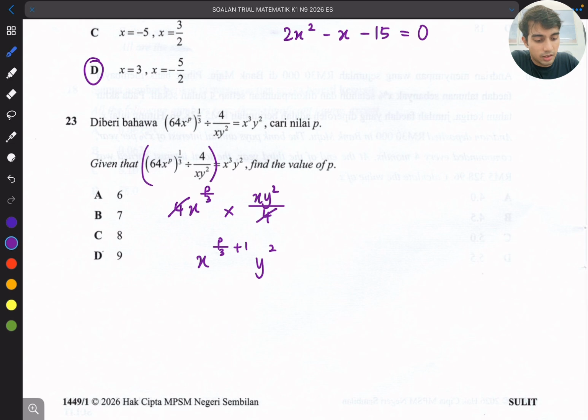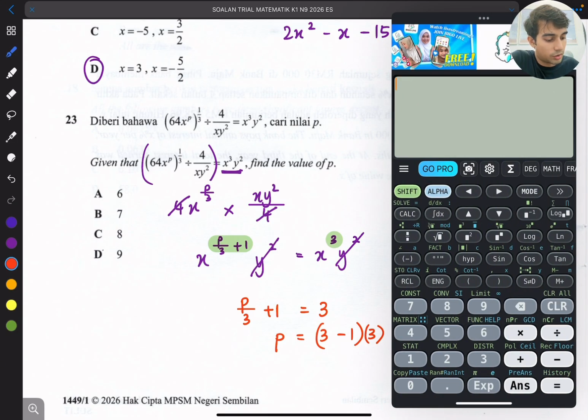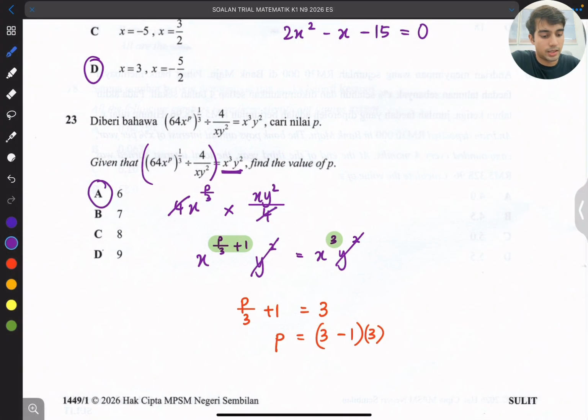So they said this is equals to this. X cubed y square. So y square and y square you can cancel off. That means this equals to this. So we need to find P. So we can say P/3 plus 1 equals to 3. So P will be 3 minus 1 times 3. So 3 minus 1 is 2. 2 times 3 is 6. So the answer is 6. Done.